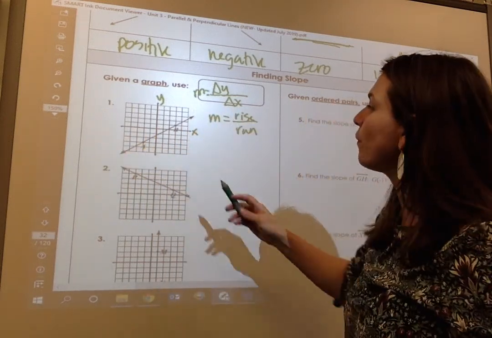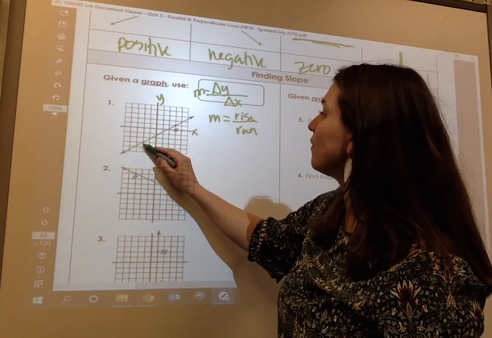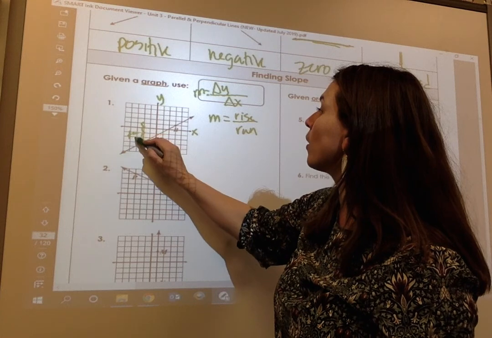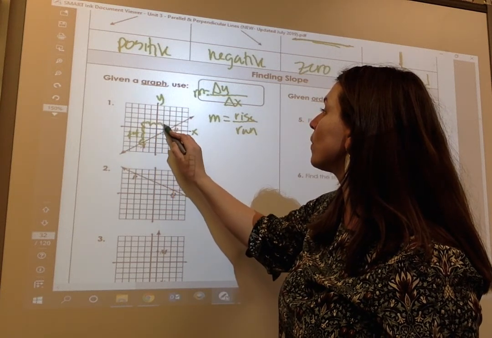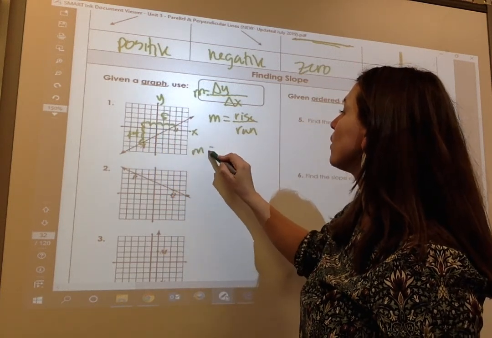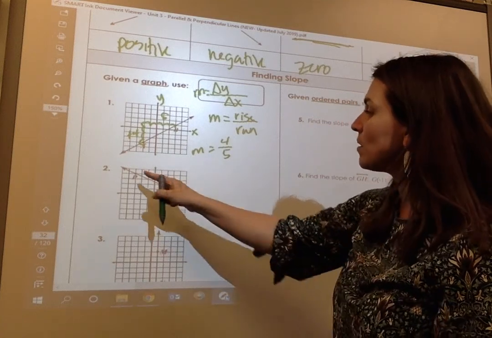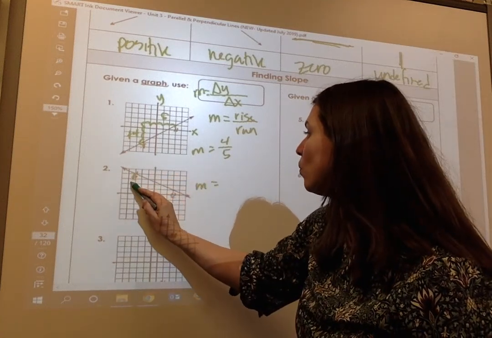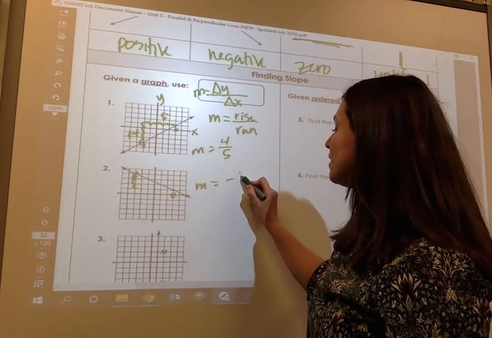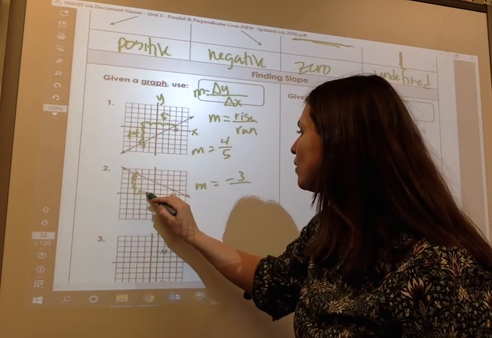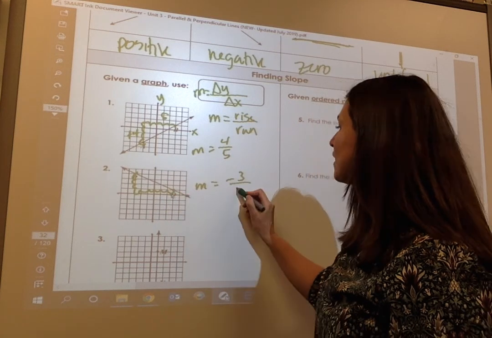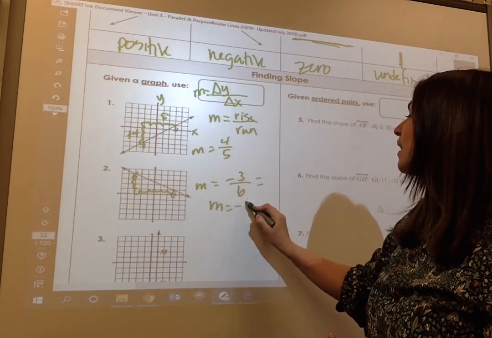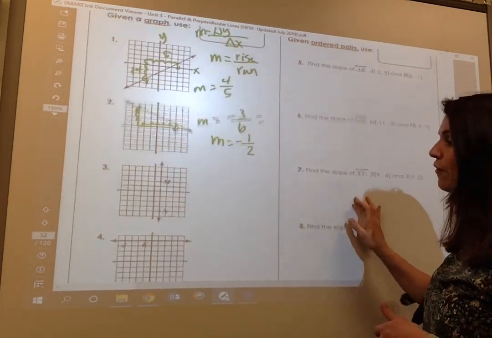Surely you remember that. So if I look here, I know it's positive and it's going up 1, 2, 3, 4. So I go up 4 and I go over 1, 2, 3, 4, 5. So my slope here is 4/5. My slope here, it's negative. So my change in y is down 1, 2, 3. Down 3, and I run 1, 2, 3, 4, 5, 6. You would never give it to me as negative 3/6. You would give it to me as negative 1/2. Remember to reduce that fraction.